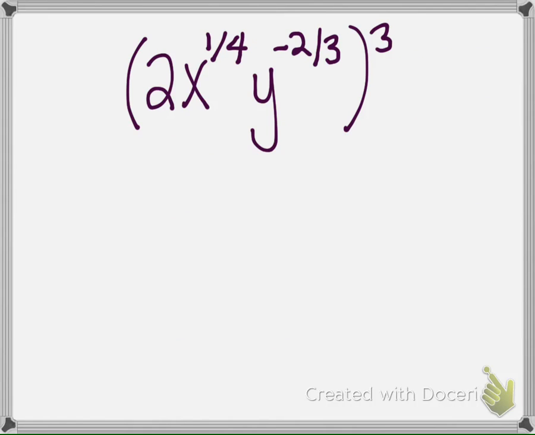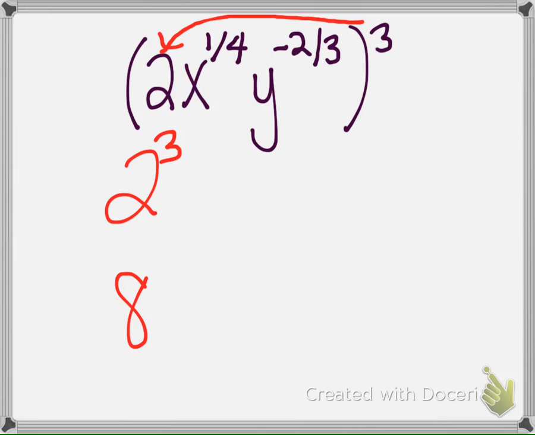Alright, we have another exponent on the outside, so we need to distribute it to the 2. So we'd get 2 to the 3rd power, which is 8. And then we are going to multiply the exponents. So 3 times 1/4 is 3/4.